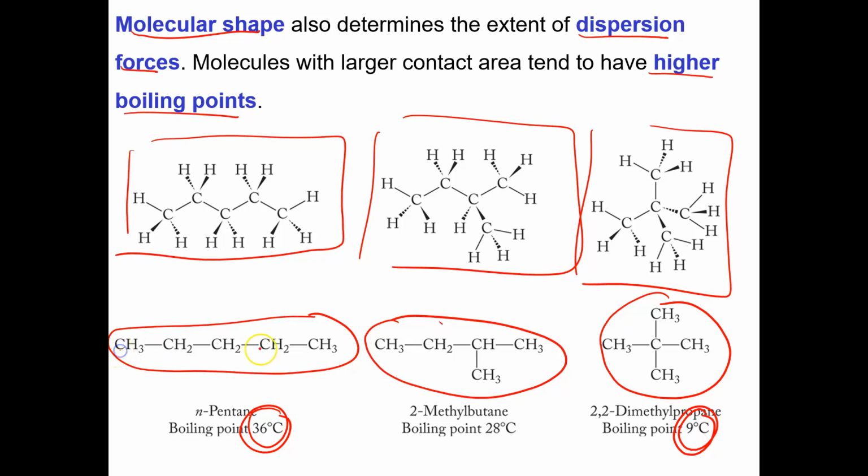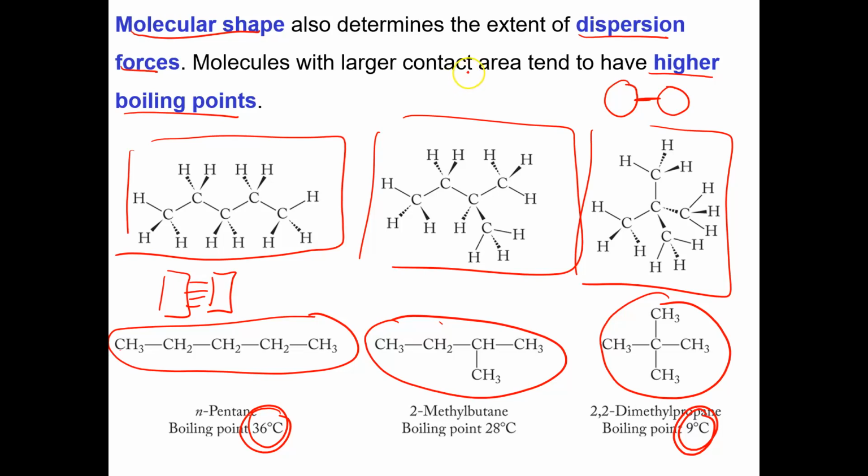This one is kind of long and flat, so it's like if you were trying to glue together two flat things, that's going to work really well. The extreme example with the maximum branching is like trying to glue together two spheres. They only touch at a point, so they have minimal interaction, so the dispersion forces are quite weak.